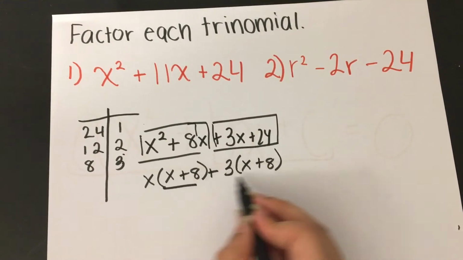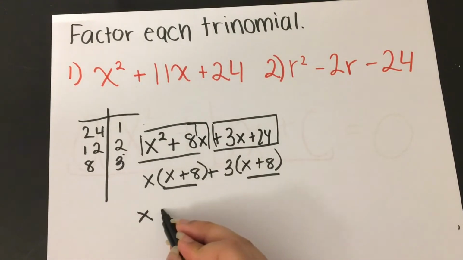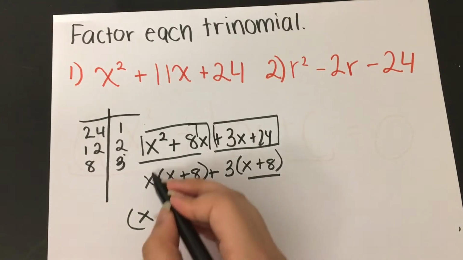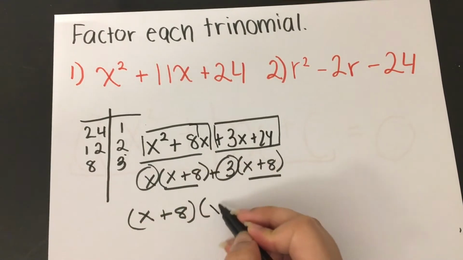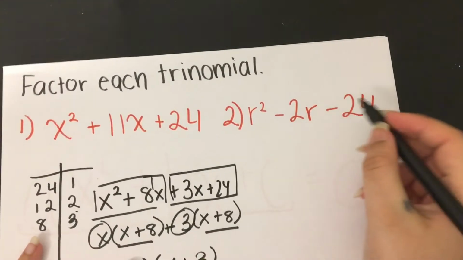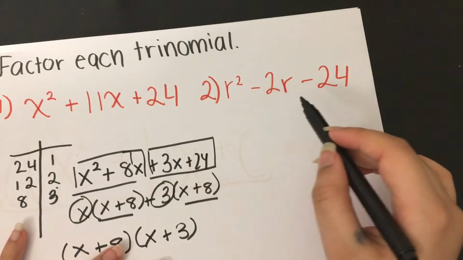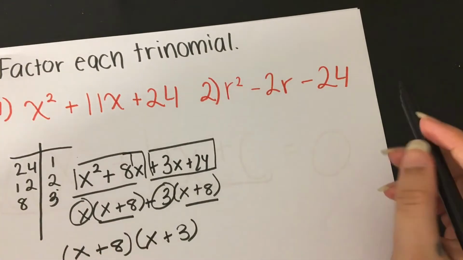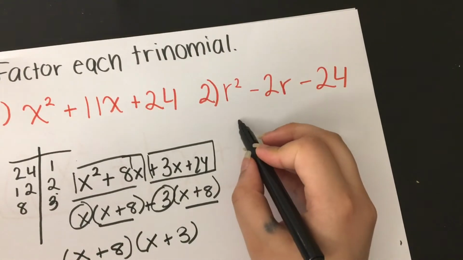Again, we find the same values in here, so we're going to rewrite it as x plus 8, and then we have our values here, and we're going to rewrite that as x plus 3. And there are your factored forms. Let's try this one. R squared minus 2r minus 24. Now this is a little bit tricky because it's a negative, but we'll try it and see how it goes.